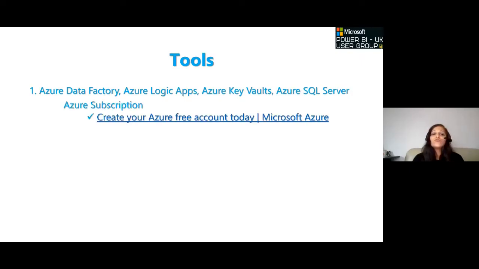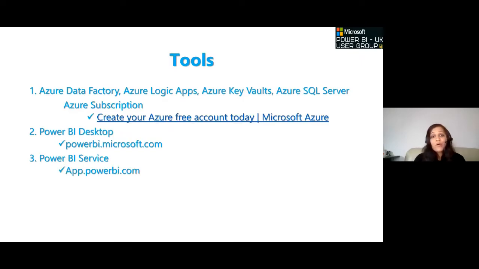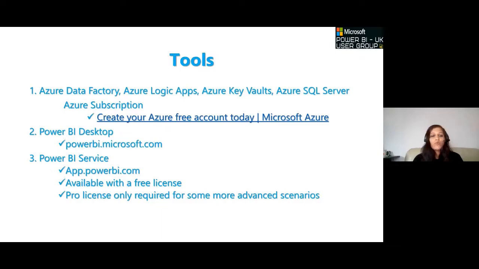For Azure Data Factory, Logic Apps, Key Vault, and Azure SQL Server, you need an Azure subscription, which you can use for free, or you can create one with your credit card, or you can use it as part of a Visual Studio subscription. And you need Power BI Desktop, which you can download from here. And you need Power BI service, which you can reach at app.powerbi.com or dev.powerbi.com. A free license is also available, and you can have a Pro license if you want to do some enhanced things.